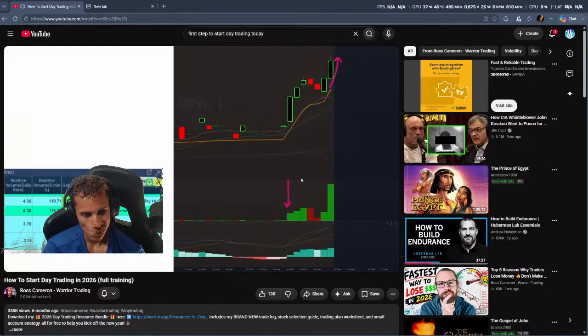Now what you're seeing down here are the volume bars, which represent the number of shares that traded hands in each one of these candles. So we saw increasing volume on the green candles, and then the volume decreased a little bit on this red candle, and then the volume came right back in on the next green candles as it surged higher. And that's the type of pattern that we like to see.